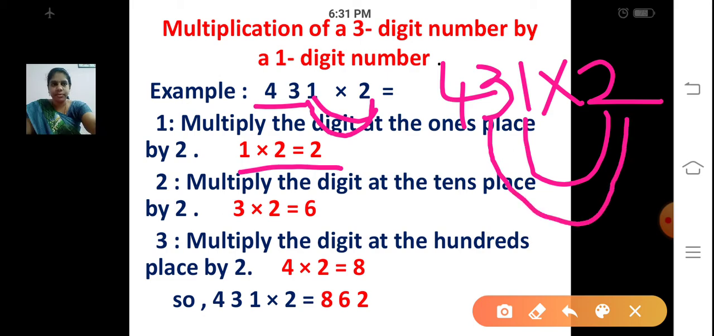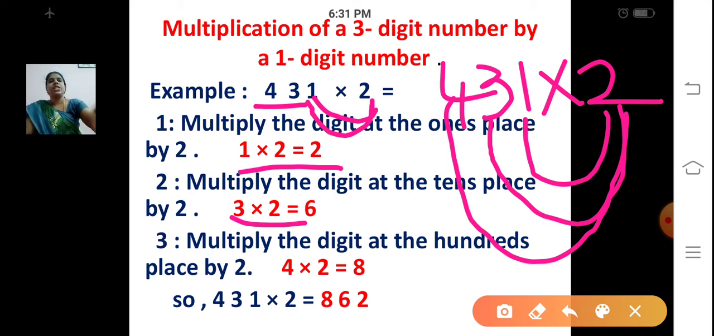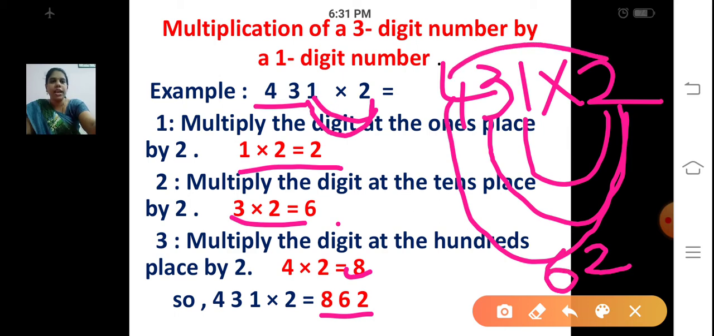Same. 3 into 2. 3 twos are 6. Now move on to the hundreds place. Multiply the digit at the hundreds place by this 2. 4 into 2. 4 twos are 8. So write the answer. This is the hundreds place, right? So start from this: 862. 2 ones are 2, this is the ones place. 3 twos are 6, tens place. 4 twos are 8. So the answer is 862.